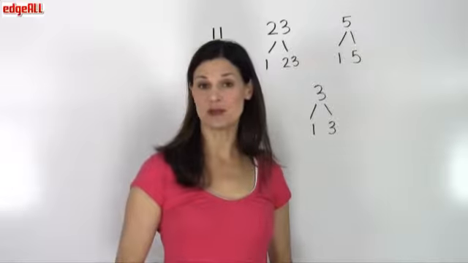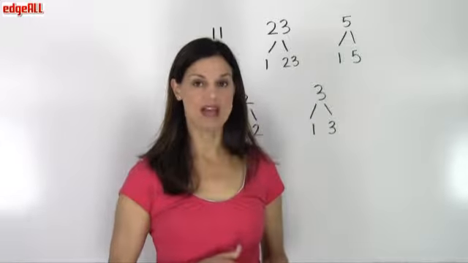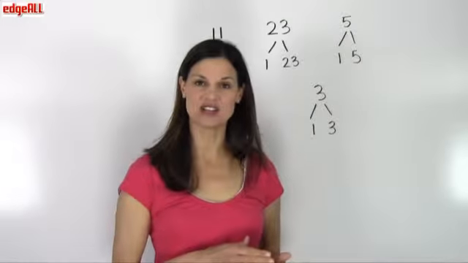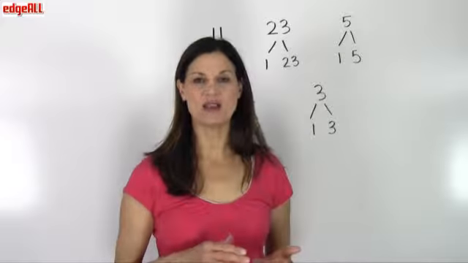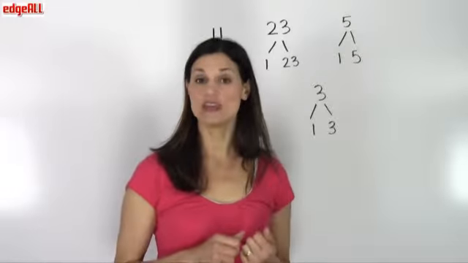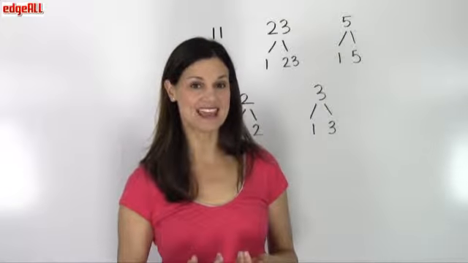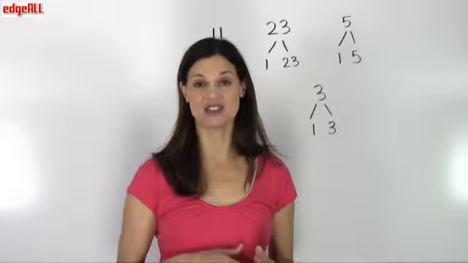There are some numbers which have exactly two factors. One factor is the number 1, and the other factor is the number itself. So let's think about the number 3. The only factors of this number are 1 and 3. There are many more numbers which have only two factors.